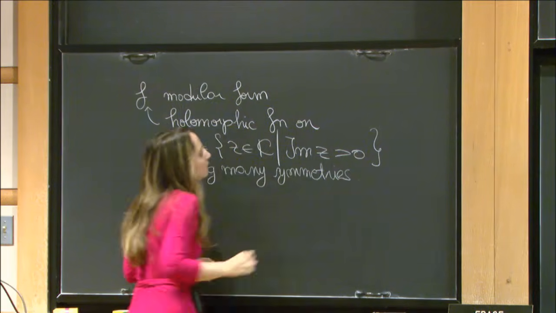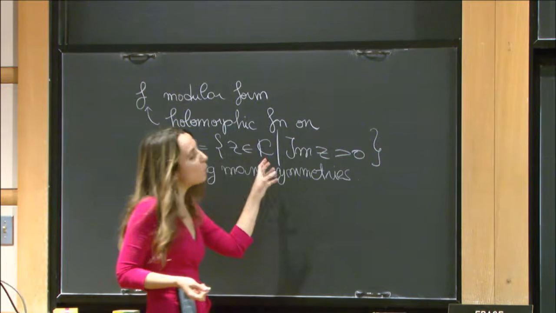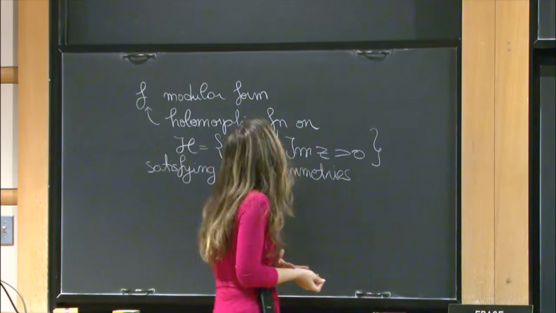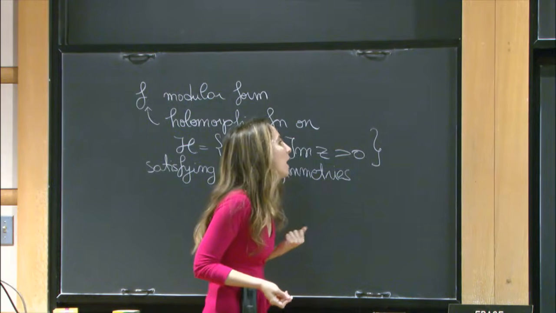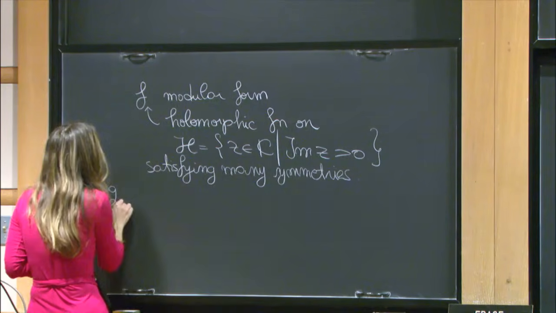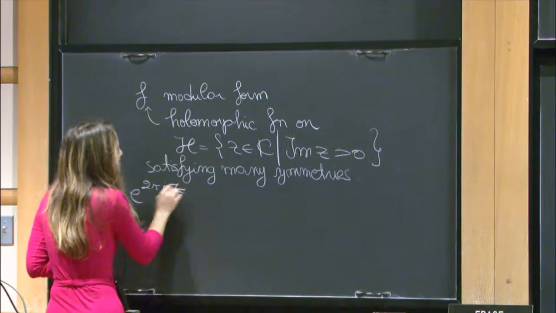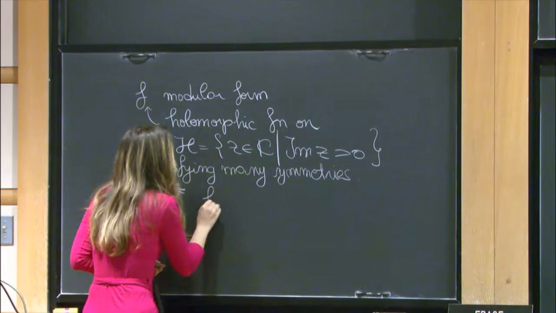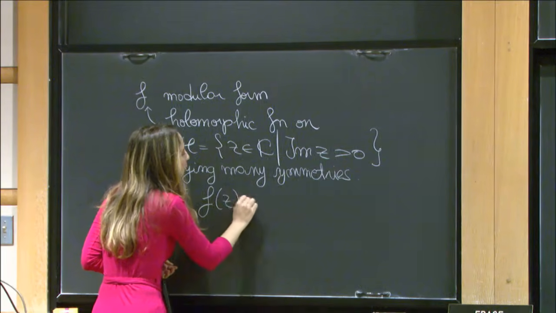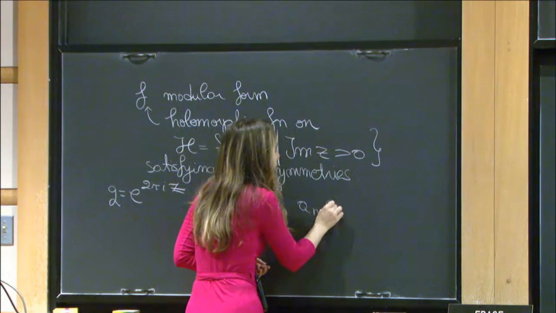I'll just say that one of these symmetries is invariance under sending z to z plus 1, which means that you can write such a holomorphic function in terms of its Fourier expansion. And so if you take q to be the parameter e to the 2 pi i z, then such a modular form is given by a Fourier expansion, which is exactly this type of power series in q.